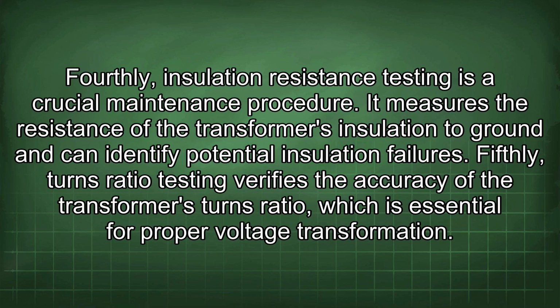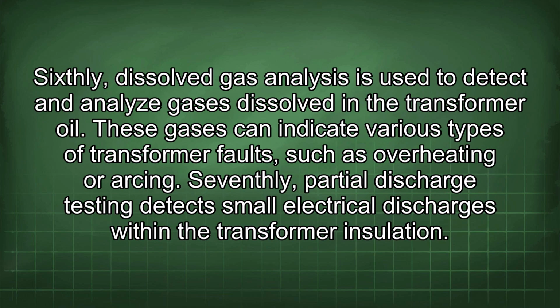Fourthly, insulation resistance testing is a crucial maintenance procedure. It measures the resistance of the transformer's insulation to ground and can identify potential insulation failures. Fifthly, turns ratio testing verifies the accuracy of the transformer's turns ratio, which is essential for proper voltage transformation. Sixthly, dissolved gas analysis is used to detect and analyze gases dissolved in the transformer oil. These gases can indicate various types of transformer faults, such as overheating or arcing.